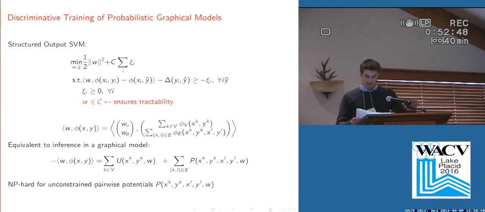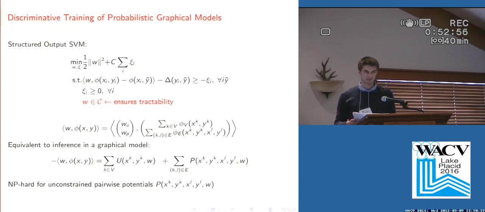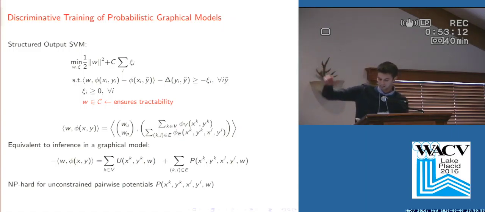So a core technique for structured output prediction is discriminative training of graphical models. The first part of the slide is the formulas for training a graphical model. It's an optimization equation. And there are learning methods such as SSVM, structured output SVMs, that can train these models, but they require certain constraints that are highlighted in red here to ensure that the model is tractable during inference.